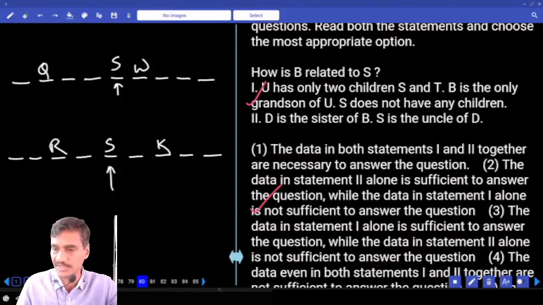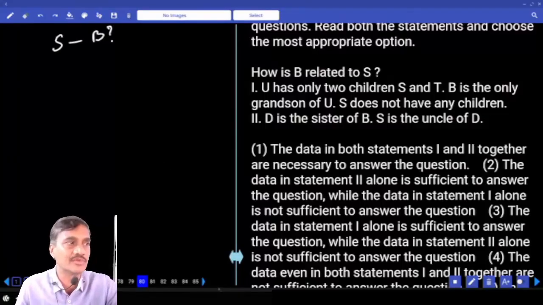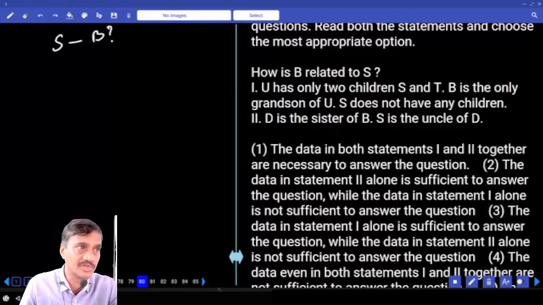Then coming to question number 80. Now in this 80, how is B related to S? Look at the question, how I am representing it. Where is the question mark? It is at B. Now your answer should be regarding B.